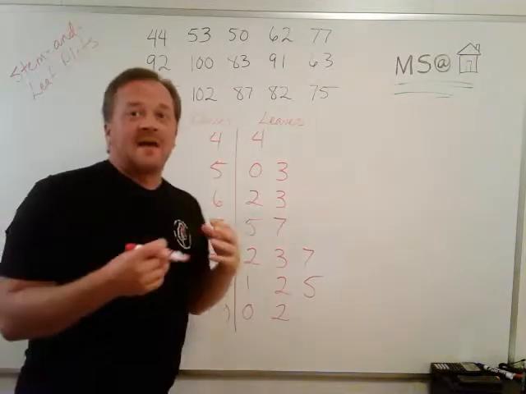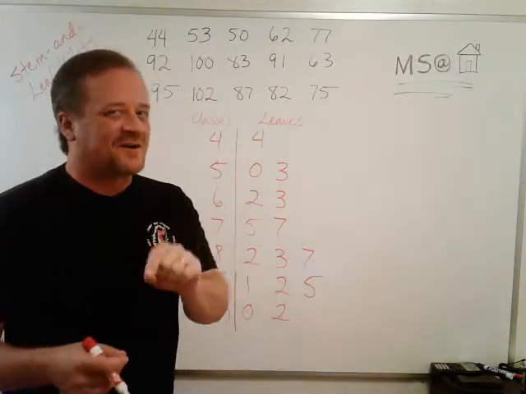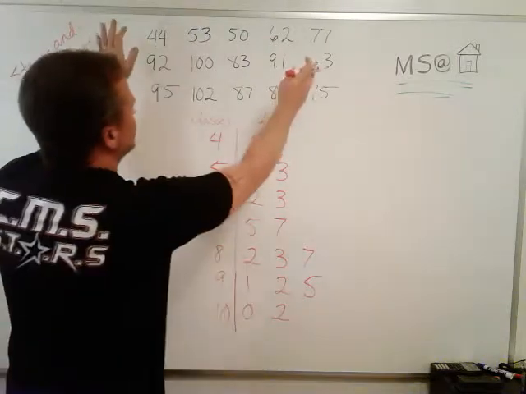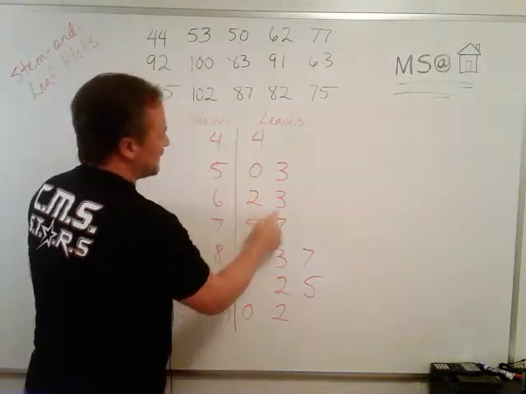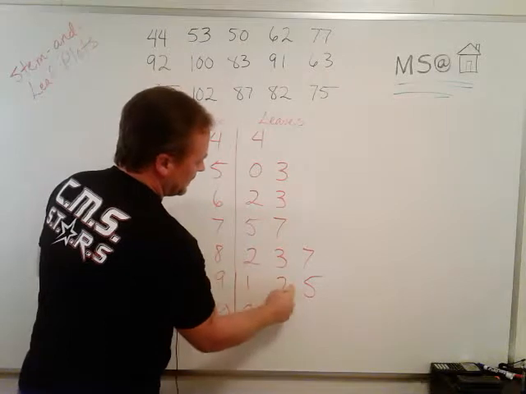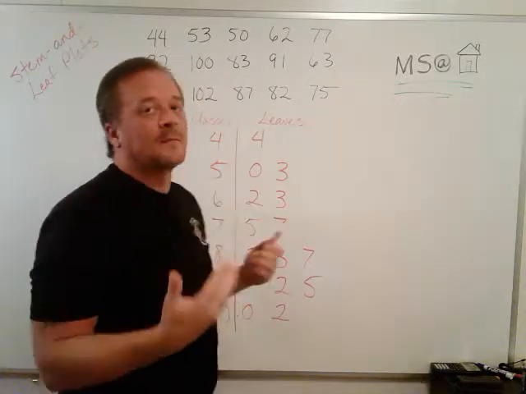Okay, I'm gonna go ahead and count my leaves so that I can make sure I got all my scores. I know there's 15 scores up here, so 1, 2, 3, 4, 5, 6, 7, 8, 9, 10, 11, 12, 13, 14, 15. Okay, I got all my scores on there.